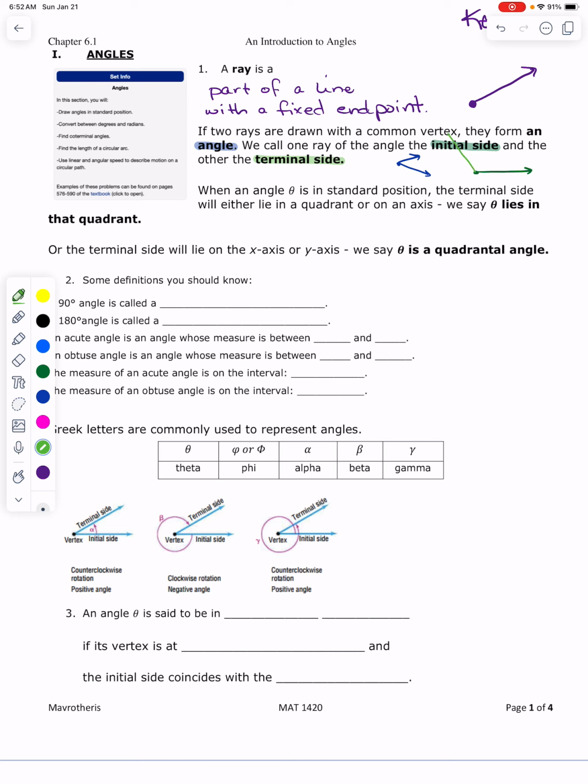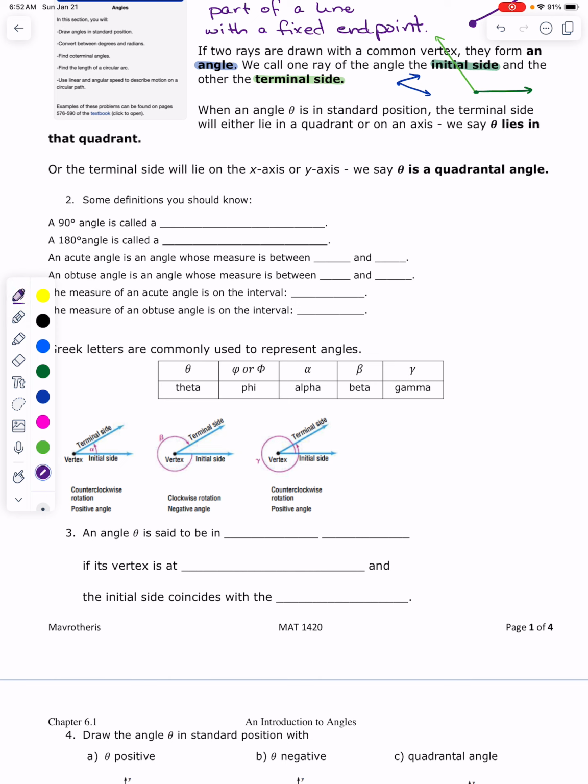So how about we make the terminal side go this way this time? Okay. When we have an angle in standard position, we're going to talk about that in a minute. That is what I talked about with the initial side being along the positive x-axis. The terminal side either lies in a quadrant, and we need to be comfortable with where the quadrants are, or on an axis. Then we say that theta lies in either the quadrant or it's a quadrantal angle.